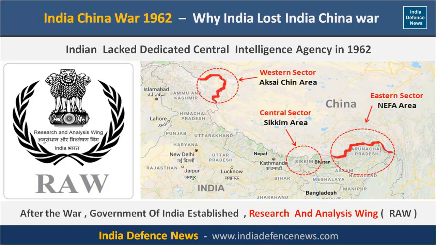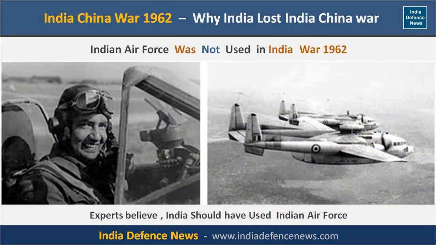The RAW was established in 1968, following the intelligence failures of the Sino-Indian War. This decision helped India during the 1971 war with Pakistan. Surprisingly, in the 1962 war, India did not use the Indian Air Force. The 1962 Sino-Indian War was mainly fought between the two armies. The fear of escalation kept the Indian leadership away from using the Indian Air Force.